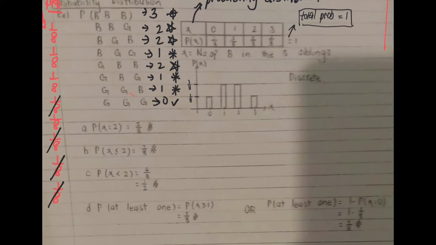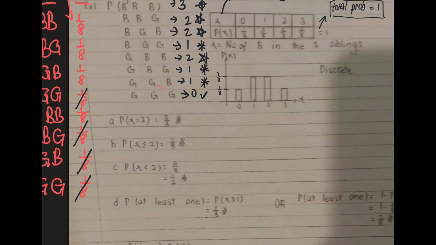Okay, now let's see the question here. Part A. I think this is where there is a particular question. Find the probability that there are 2 boys in the 3 siblings. 2 boys. So we look at this, 3/8. Find the number of at most 2 boys. So at most 2 boys. So this one is 2 boys.